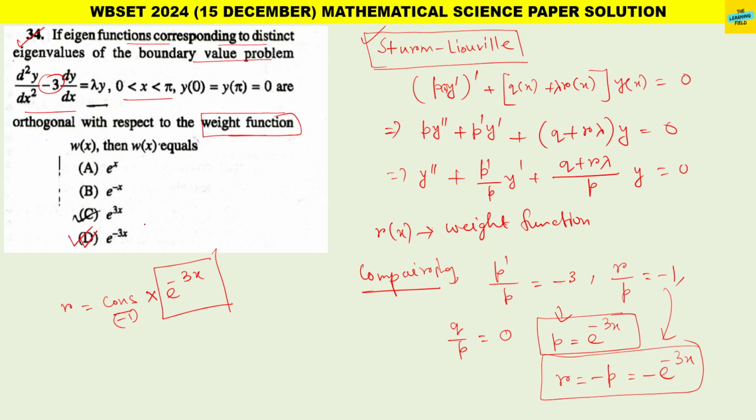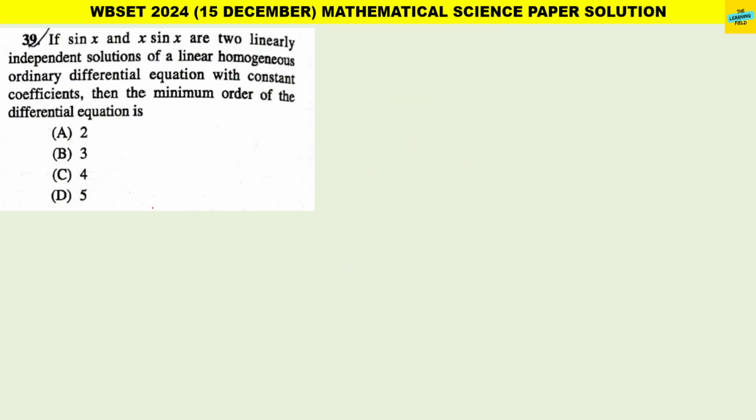Fine. Next question. It says that if sin x and x sin x are two linearly independent solutions of a linear homogeneous ordinary differential equation with constant coefficients, then the minimum order of the differential equation is. So this is also a very good problem of ordinary differential equations.